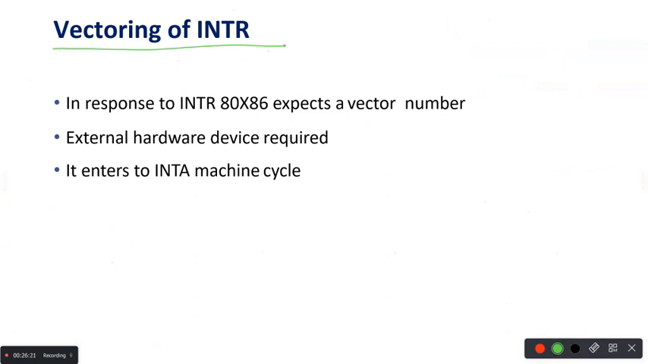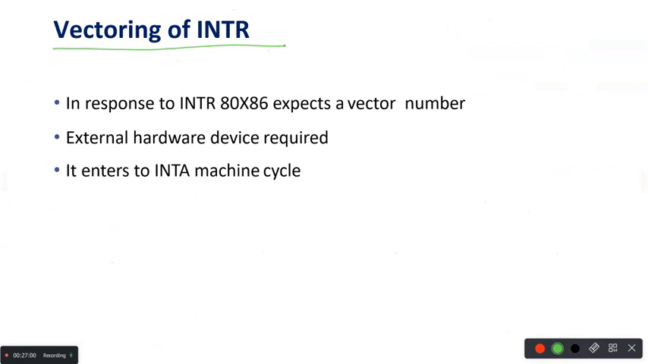Who has interrupted? How does the microprocessor come to know who has interrupted? It will come to know who has interrupted by using the vector number. That means whenever the microprocessor is interrupted, it should also get this interrupt number on the data line. From where does the microprocessor get the data? From the data line only, right?